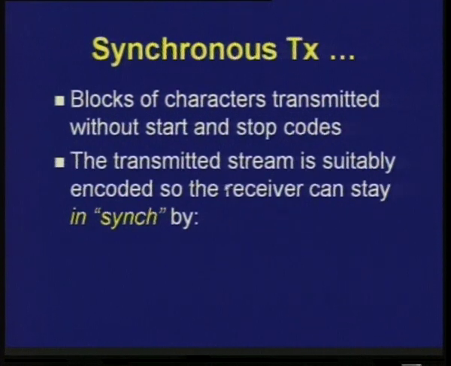The second point to remember is that the transmitted stream is suitably encoded so that the receiver can stay in sync. In asynchronous transmission, you had a start bit and a stop bit for every byte that was transmitted. The presence of the start bit was used to synchronize the receiver on the other side. Here there is no such synchronism available, and a stream of bits is being sent. So when a stream of bits is being sent, you need a mechanism to make sure that the receiver will stay in sync with the transmitter.